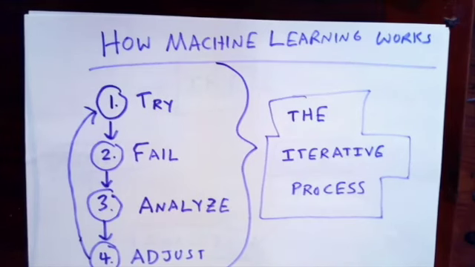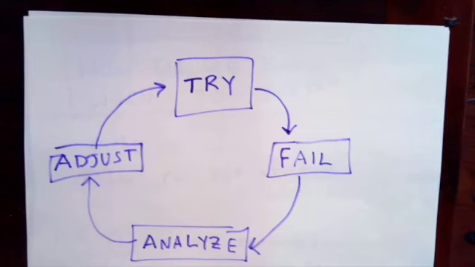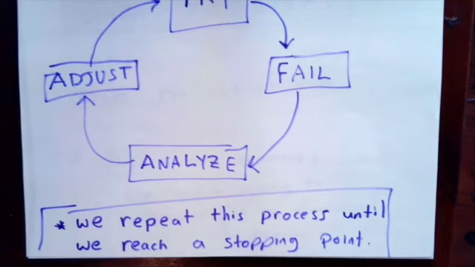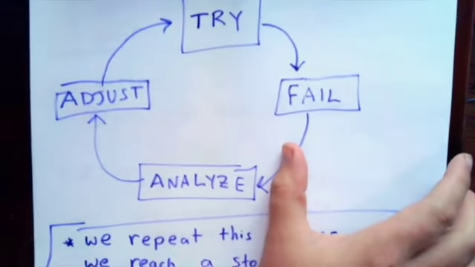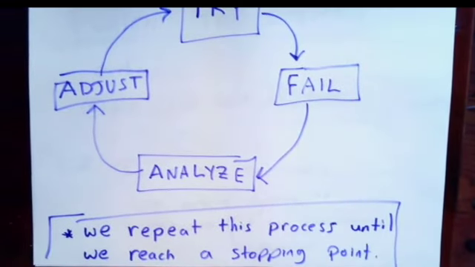The way that machine learning works in general for any algorithm is an iterative process. You try something, you fail, you analyze where the failures were, and then you adjust and you try again. You can visualize it as a cycle. Notice that failure is an important part of this cycle. It's just that we have to analyze how we failed so we can adjust and improve our attempt. Repeat this cycle over and over again until we reach a stopping point.